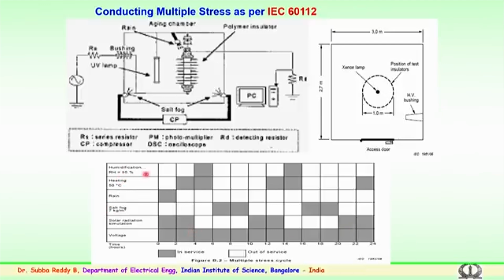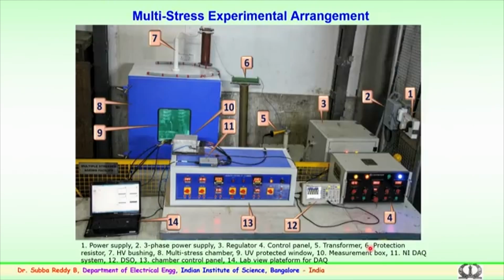Here the standard mentions humidification, heating, rain, salt fog, solar radiation, voltage. So, you have 5 parameters apart from the voltage stress. Except for salt fog and rain, we have tried to simulate. A preliminary experimentation has been done, and this cycle is being developed in the laboratory. So, this is the preliminary experimentation which I was mentioning.